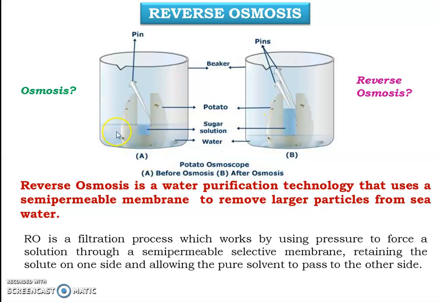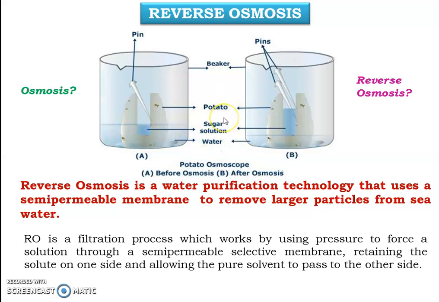What has happened is that the water present in the beaker penetrates through the semi-permeable membrane. This potato acts as a semi-permeable membrane and the water moves to the higher concentration. Here the sugar solution is the higher concentration portion, whereas the water is the lower concentration portion. As per the definition of osmosis, the movement of solvent molecules takes place from lower concentration to higher concentration through the semi-permeable membrane, driven by the osmotic pressure.